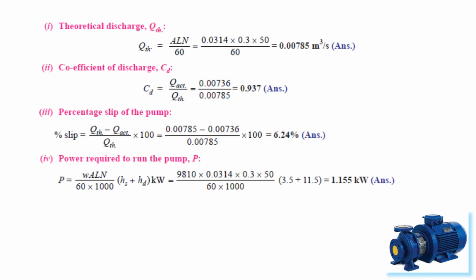Yes, the theoretical discharge is ALN by 60: area, stroke length, and speed divided by 60. The coefficient of discharge is actual discharge by theoretical discharge, and the percentage of slip is given by Q theoretical minus actual divided by theoretical. The power required to run the pump is the weight of water lifted per second into the total height. So the power required to drive the pump is 1.15 kilowatt. This is a basic sum in reciprocating pump.